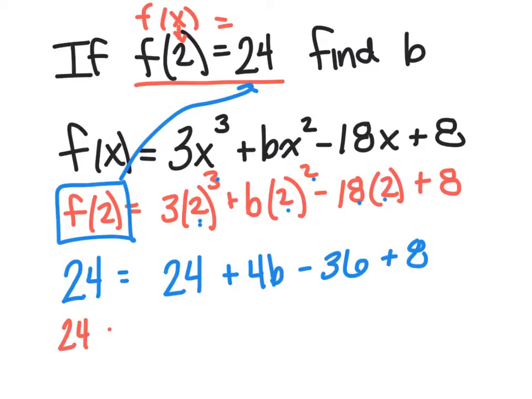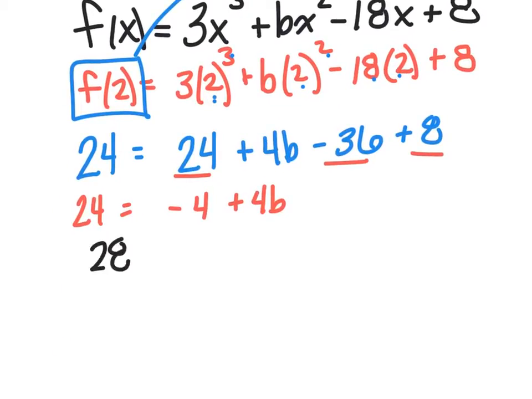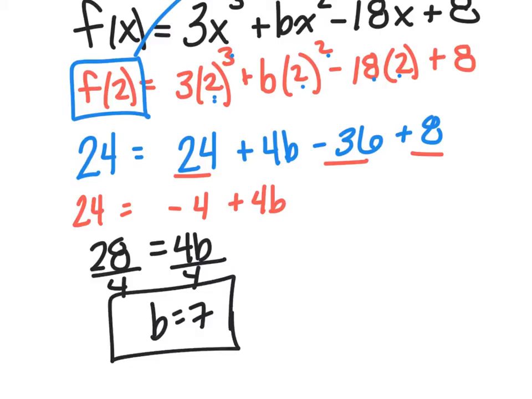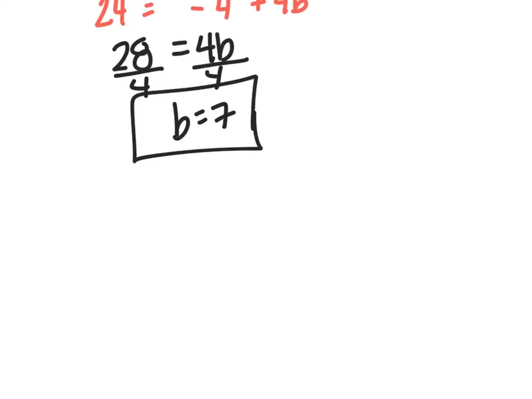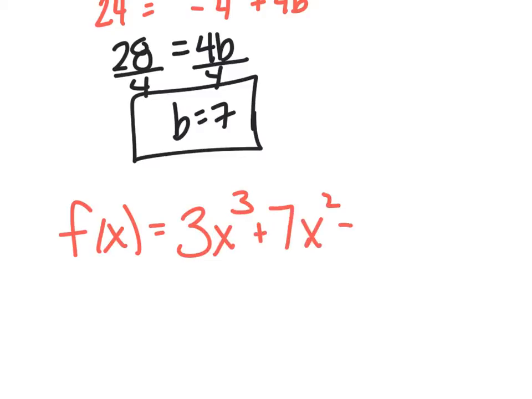So I'm going to take that 24, my negative 36, and my 8. And I think that's going to get me a negative 4 plus 4b. Easy enough. Add that 4 over, so 28 equals 4b. Divide by that 4, and b equals 7. So first part, hopefully very straightforward. We just solved for b. So I'm going to go ahead and rewrite that new function for myself. My new function, f of x, is equal to 3x cubed plus 7x squared minus 18x plus 8.